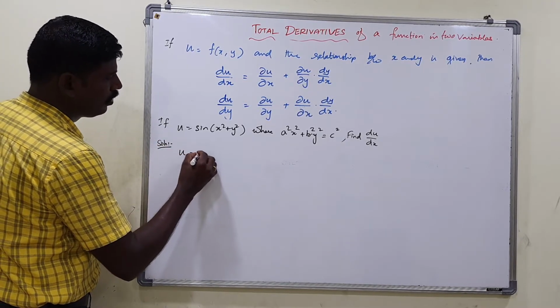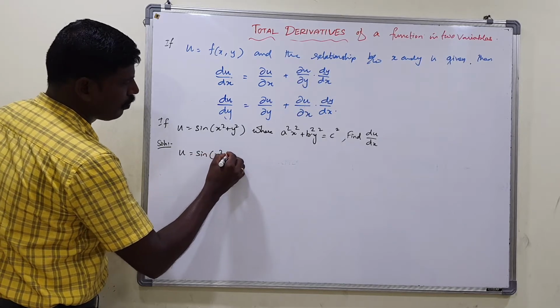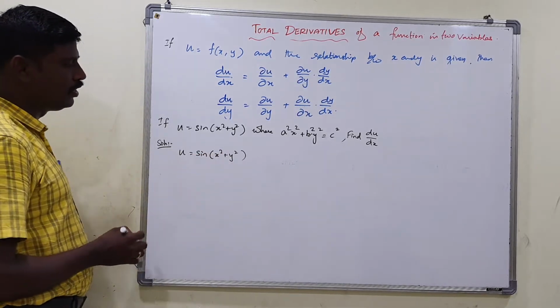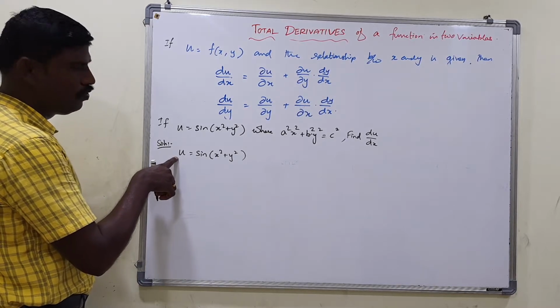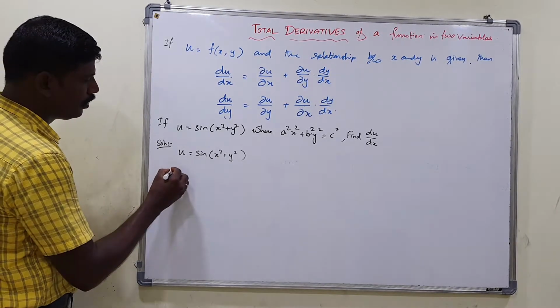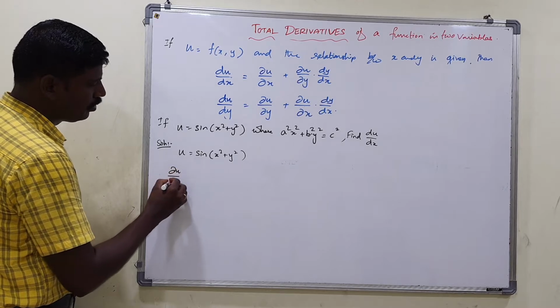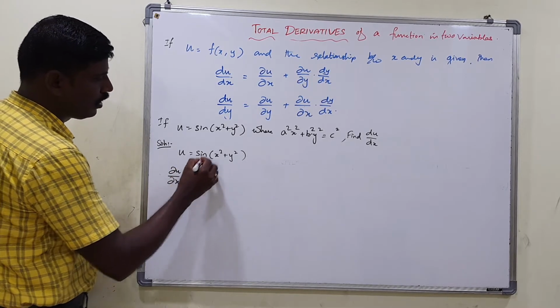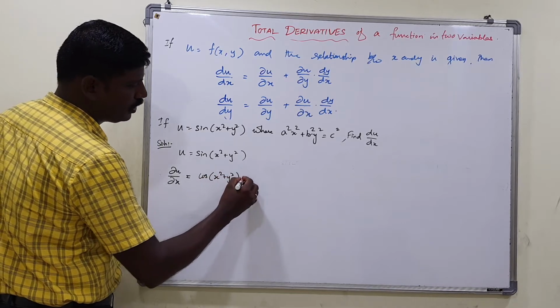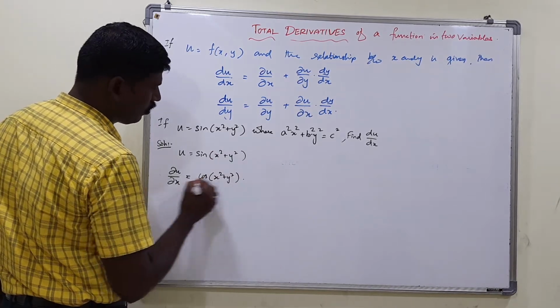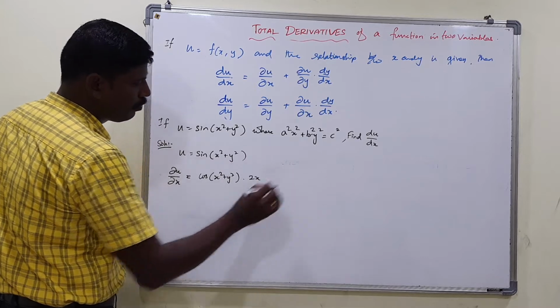u is equal to sine of x square plus y square. How many variables are in the right hand side? There are two variables, x and y. So take the partial derivatives of u with respect to x and y. So dou u by dou x is equal to cos of x square plus y square into the derivative of x square plus y square with respect to x, which is 2x, and the y square becomes 0.